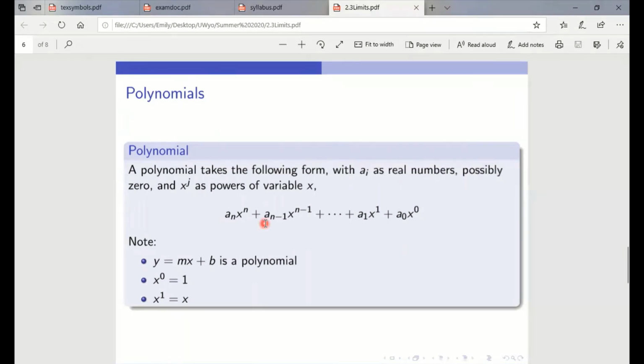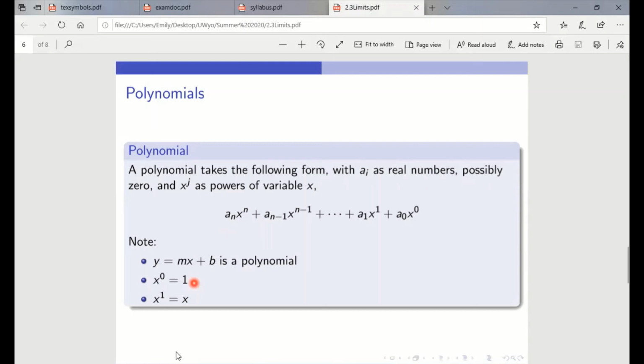Based on our definition of what a polynomial is, we know that the equation for a line, y equals mx plus b, is a polynomial. And why do we know that? We know that because anything to the power 0 is equal to 1. So I could say 15 to the power 0, I could say negative a million to the power 0, and no matter what I do, I'm always going to get the value 1.